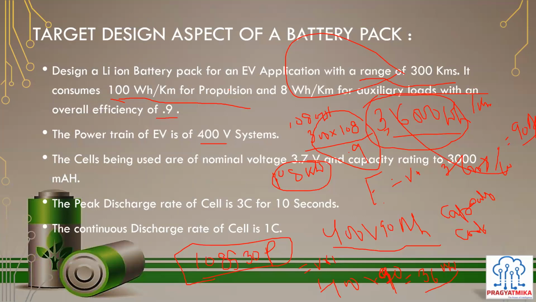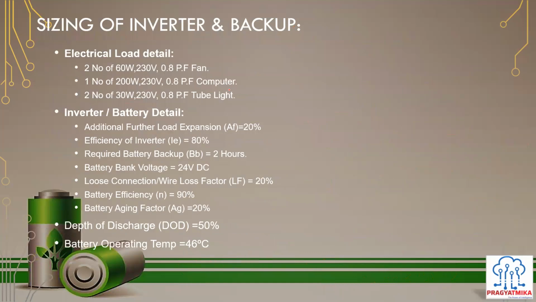Okay, so this is the sizing for the EV applications we do. And then we have load applications, like home load applications. Here, for a solar or backup energy application, we are considering two fans of 60 watt with a power factor of 0.8, a 200 watt computer, also with power factor 0.8, and two tube lights of 30 watt.